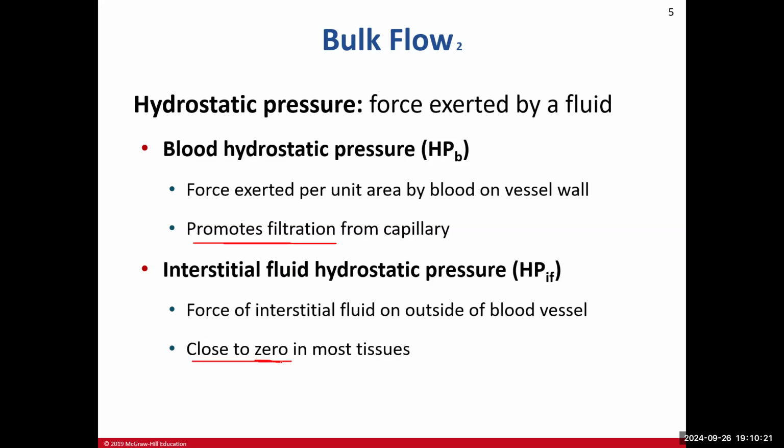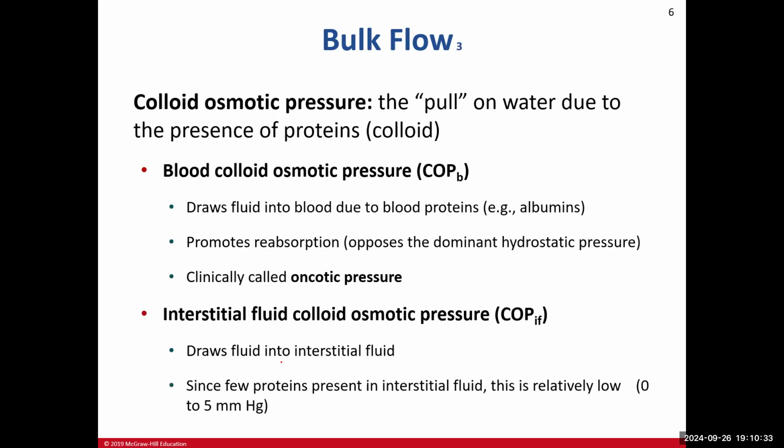You just memorize that. So the pressure for the interstitial fluid is going to be 0. The other type of pressure, and we've discussed this before in chapter 18 when we were talking about blood, is the colloid osmotic pressure. Consider what those terms mean. Colloid, think protein. Osmotic, think water. So it is the pull on water due to the presence of proteins, our colloid. This is that kind of attractive force.